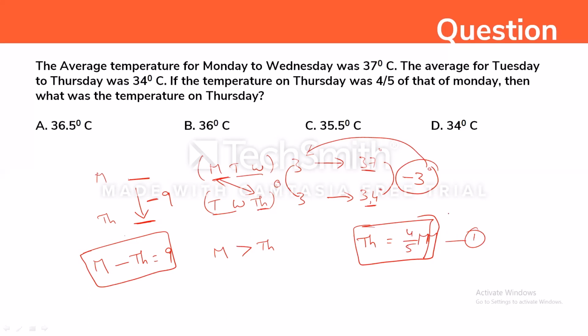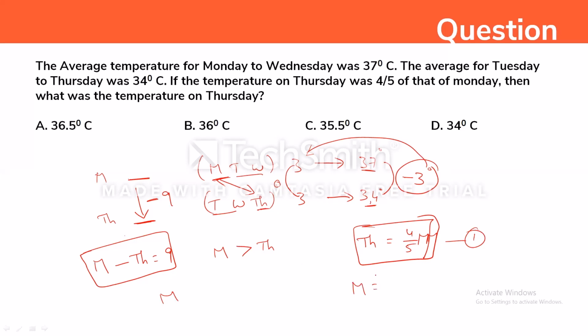condition we have from the given statement: Thursday's temperature was 4 by 5 times of Monday's. So from this, the Monday and Thursday temperature difference is 9, and just substitute Thursday equals 4 by 5 times of Monday. You will get Monday's temperature. We need to find Thursday's temperature, right? So when we want to find Thursday's temperature, of course, we need to eliminate Monday.